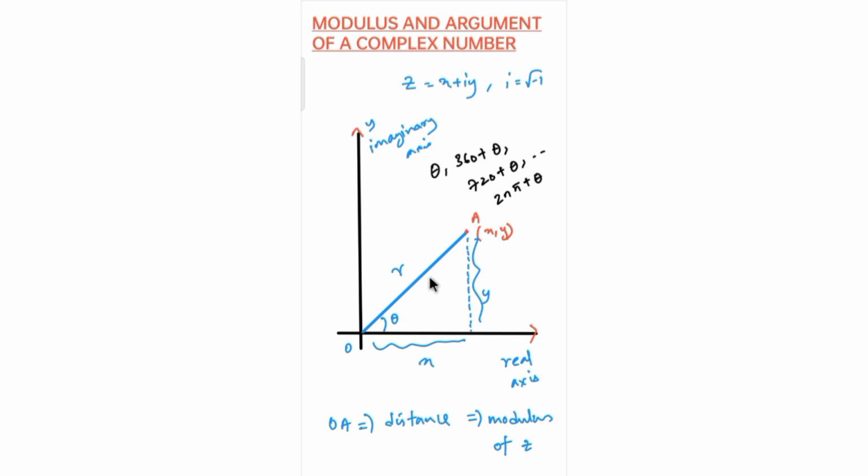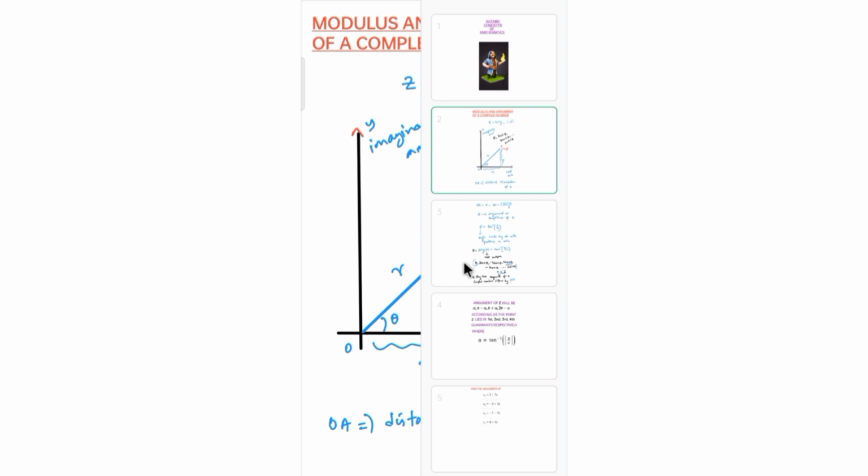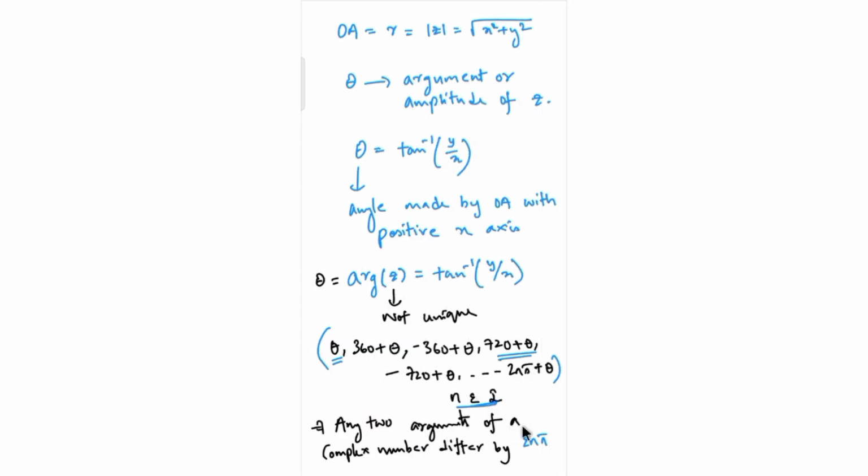So this is how we define the argument. The argument comes out to be the same if you come to the same point once again by rotation of 360 degrees or 720 or minus 360 or minus 720, it's your convention. So you will get the same value after the rotation of 2n pi.